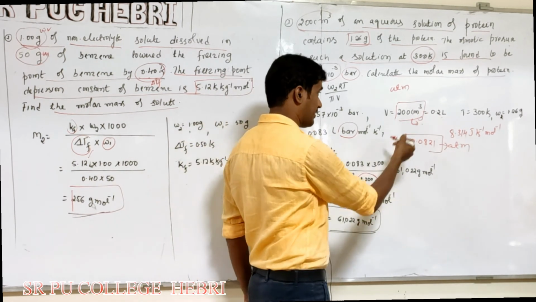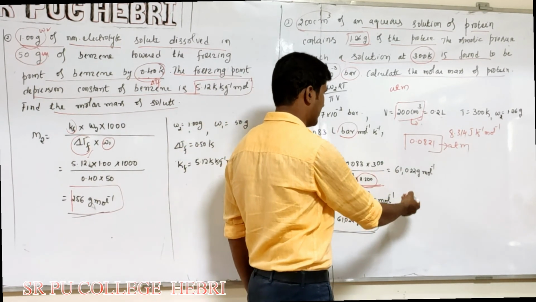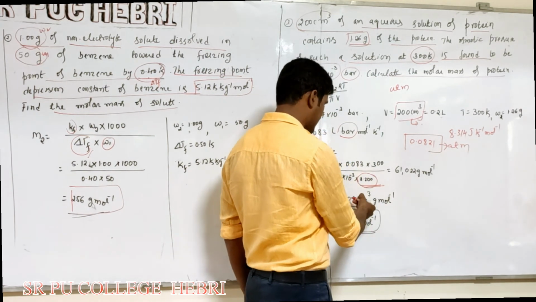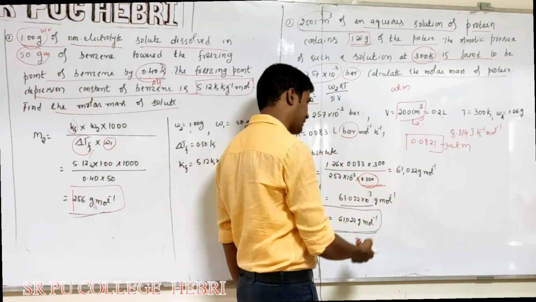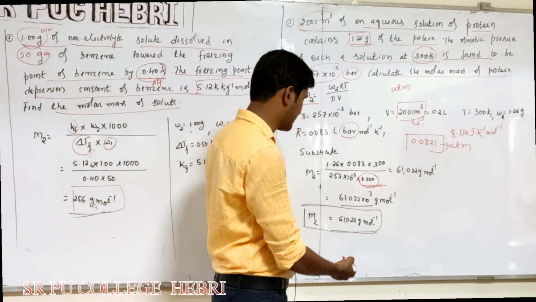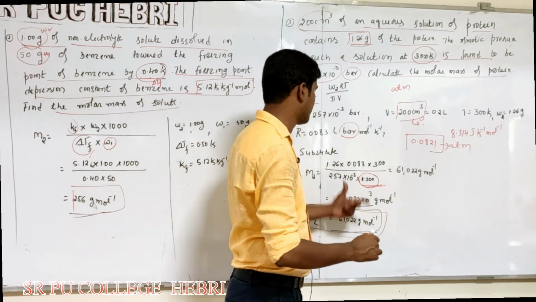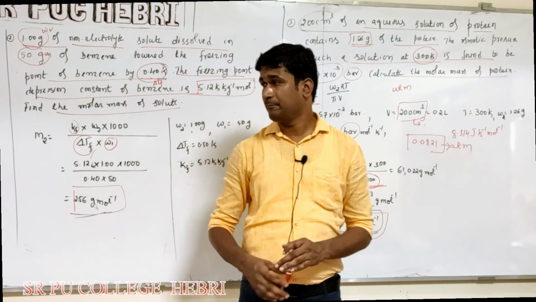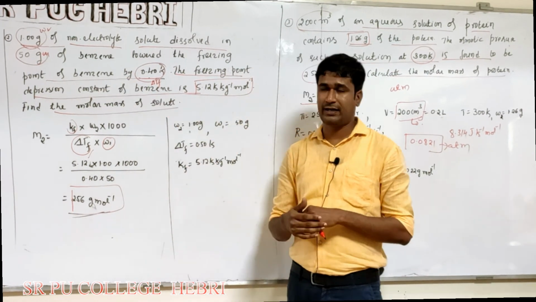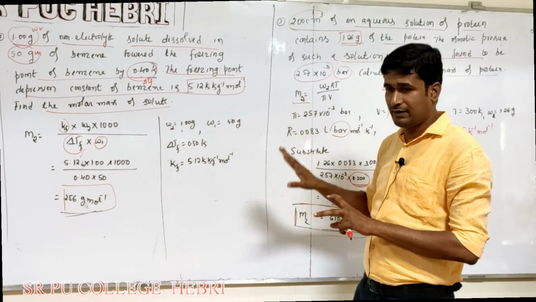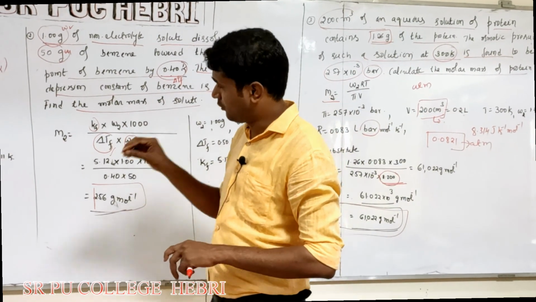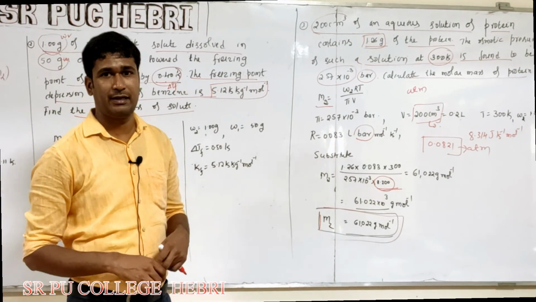Okay, temperature is 300 Kelvin. You substitute everything and you will get the answer 61.022 into 10 raised to 3 gram per mole, or 61,022 gram per mole. Okay, once you go through this, you will understand. So all these three numericals are very important for your annual examination. You will get this type of questions for 3 marks. Thank you.